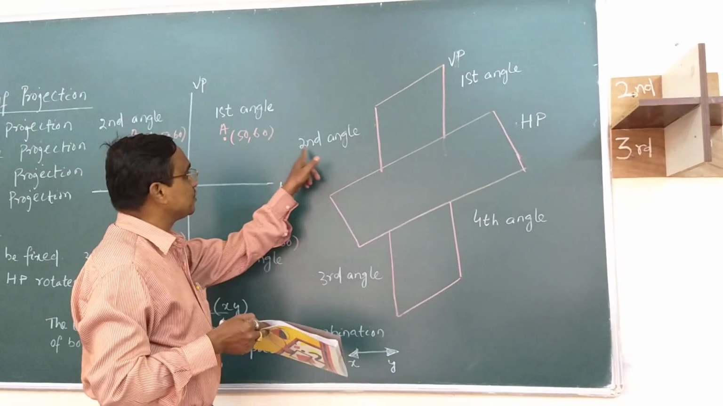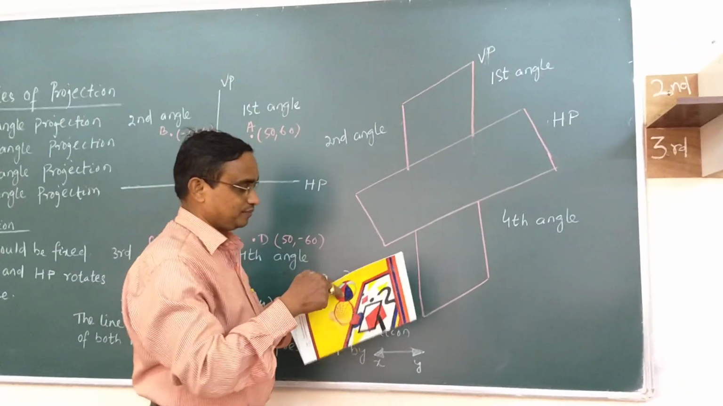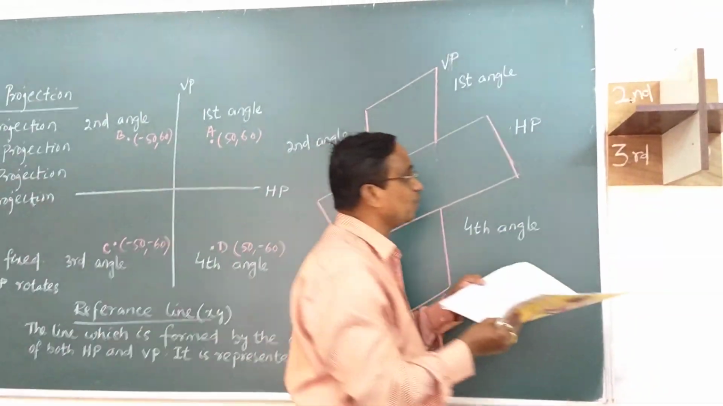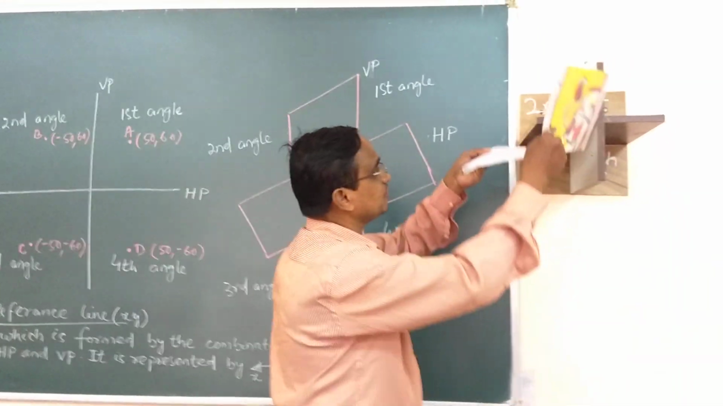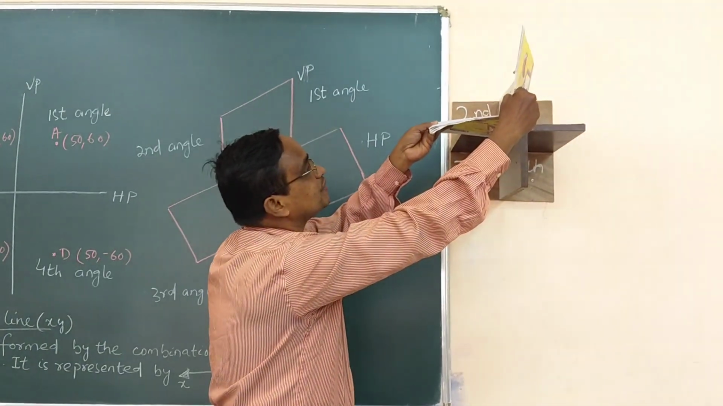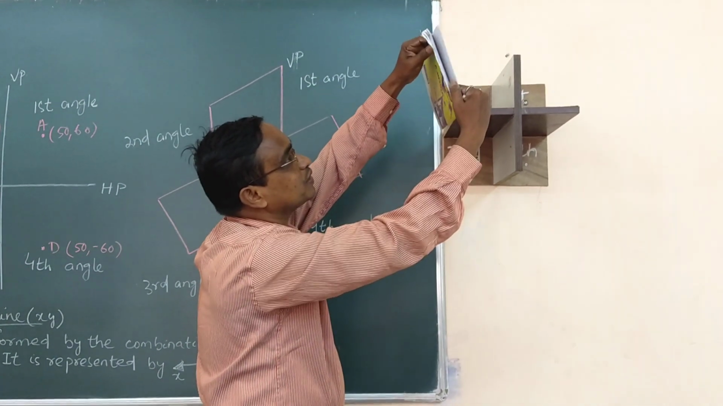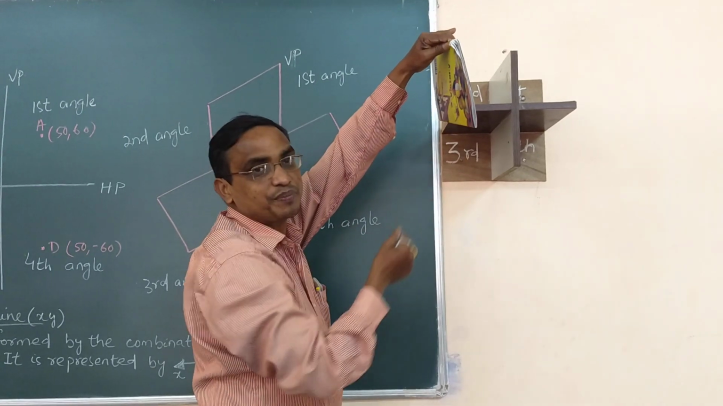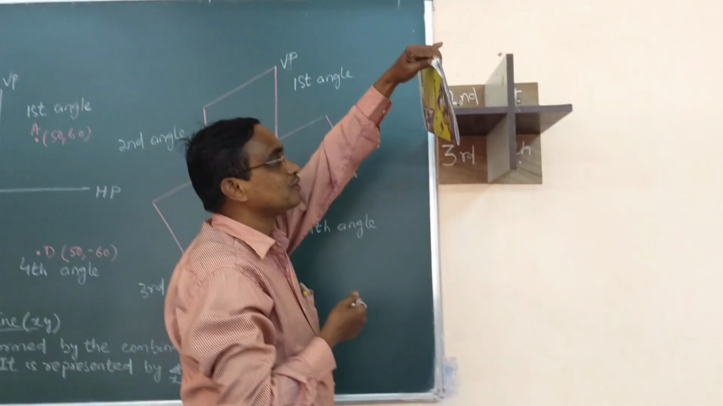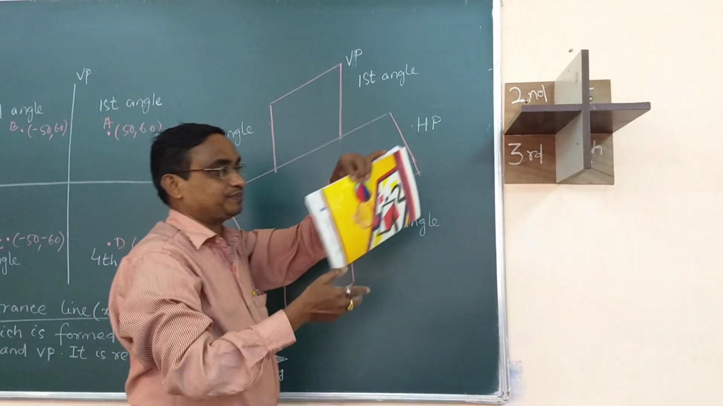Now come to second angle projection. In second angle projection, when I follow the same assumption, VP is fixed and HP rotates 90 degrees clockwise. So both HP and VP coincide. So no country follows the second angle projection.